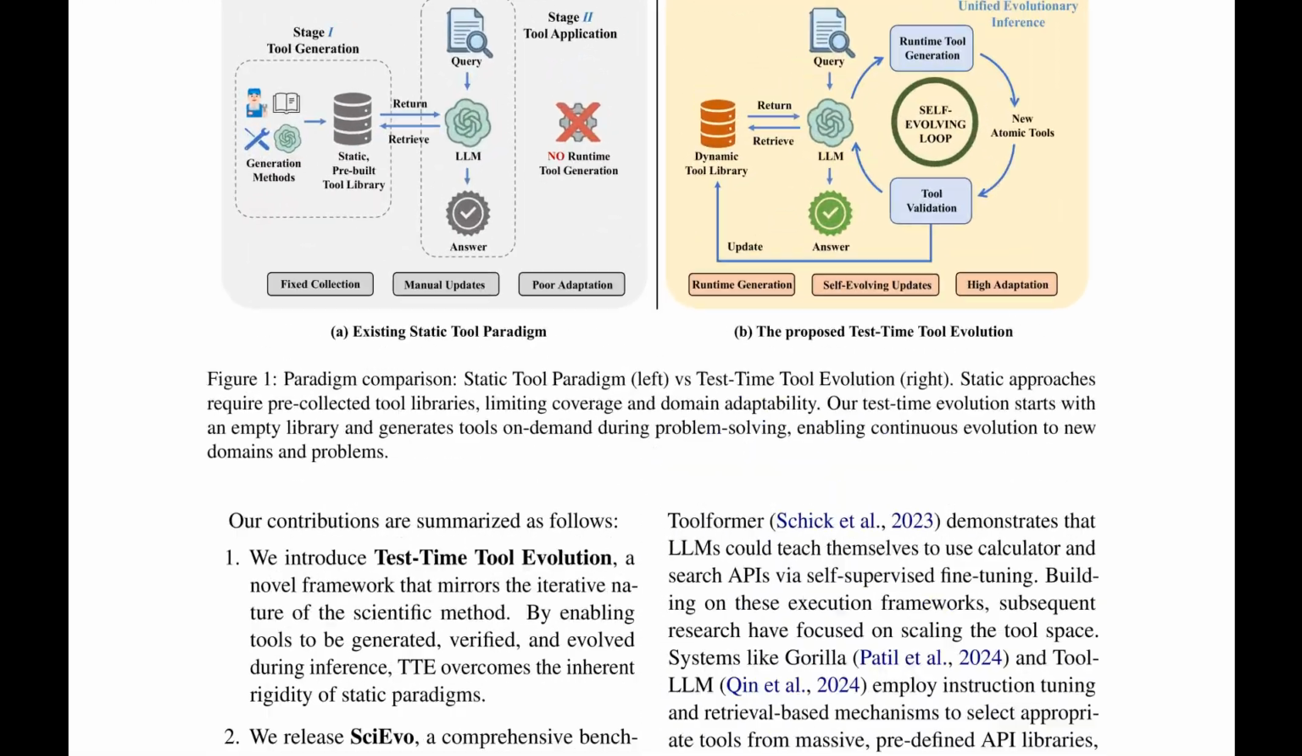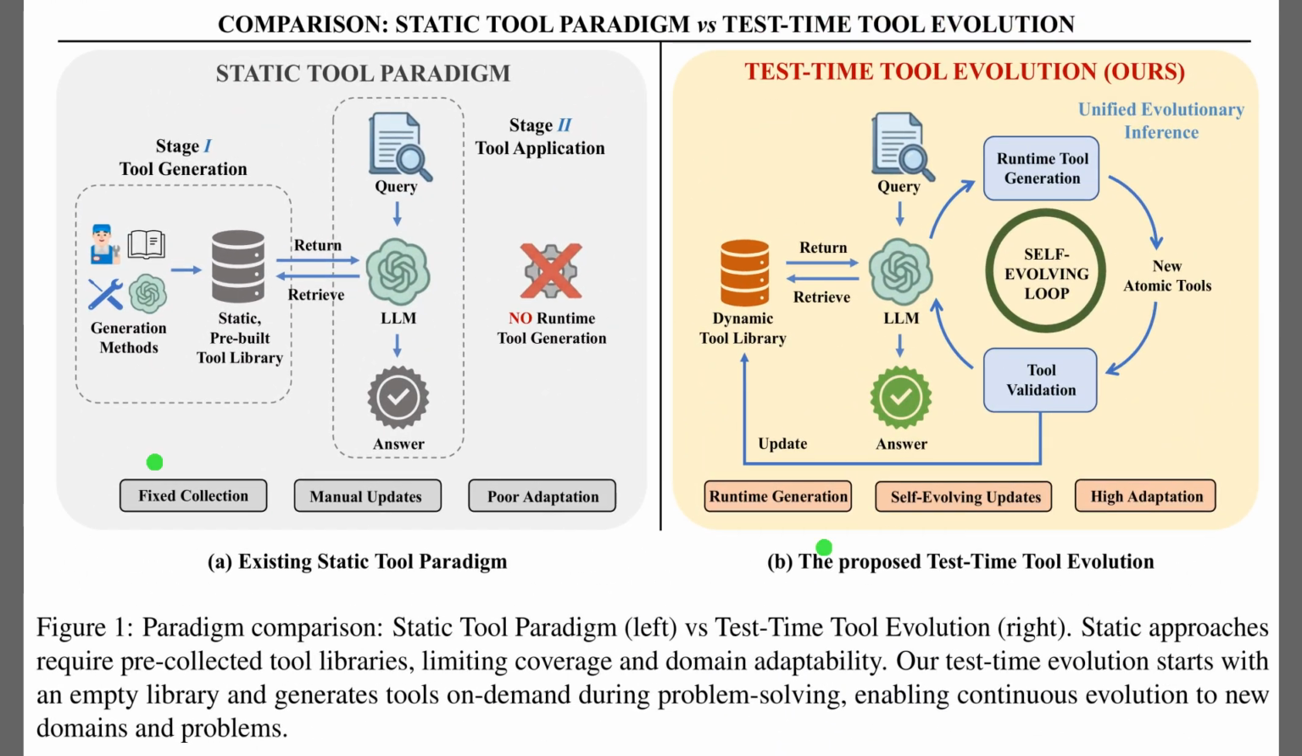So, Figure 1 visually breaks down this core difference. On the left, we see the traditional static tool paradigm. Here, tools are pre-built into a fixed library before the model ever sees a problem, meaning the agent can only retrieve what is already there. If a required tool is missing, the system hits a wall, because there is no runtime generation.